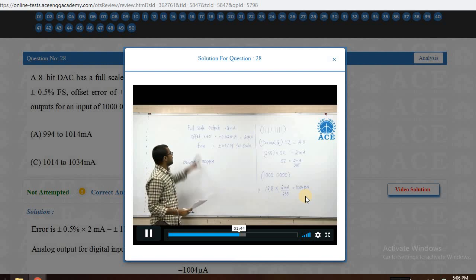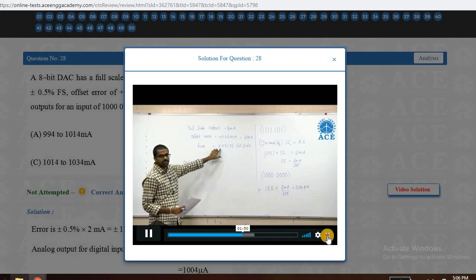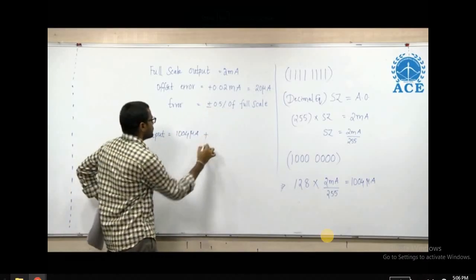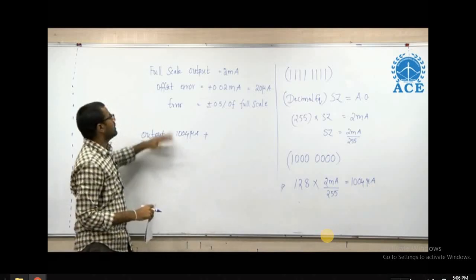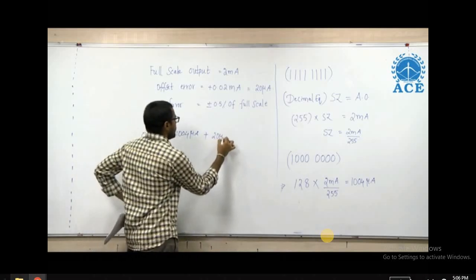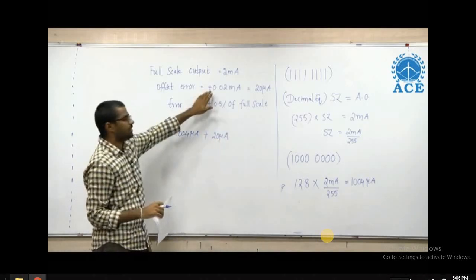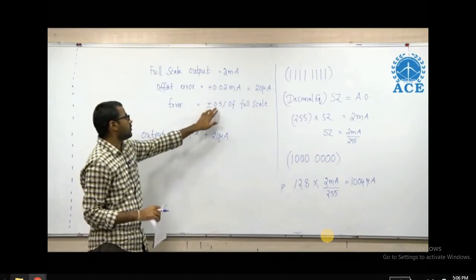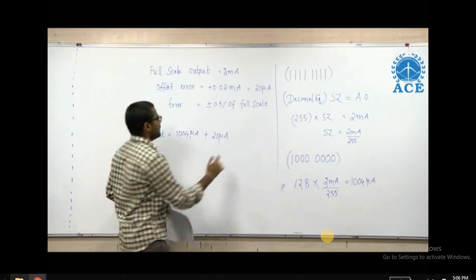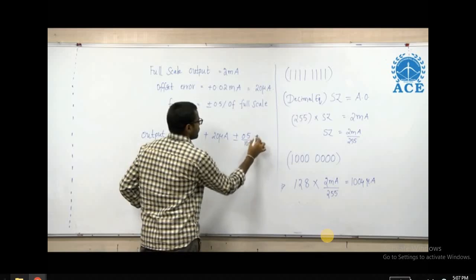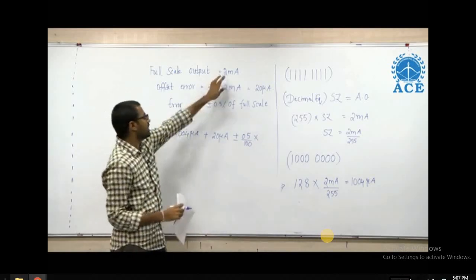they have specified two errors. One is the offset error and the other is the error which is plus or minus 0.5% of full scale. So adding these two errors to our output, first of all, adding the offset error, which is 20 microamperes, it's specified that it is always plus 20 microamperes. Now coming to the second error, it is plus or minus 0.5% of full scale. Again, here we have to add plus or minus 0.5% of full scale. What is our full scale? It's 2 milliamperes.